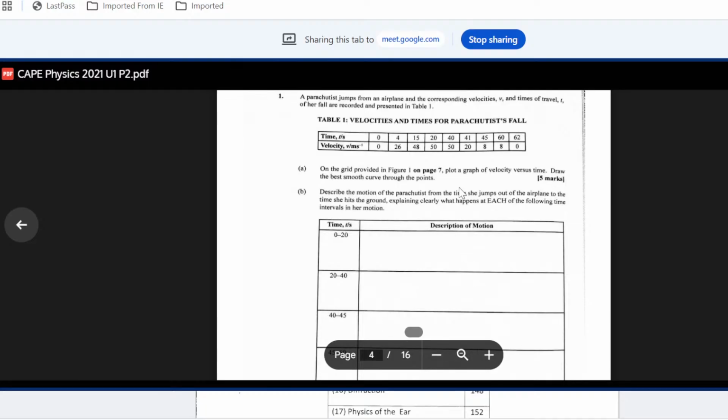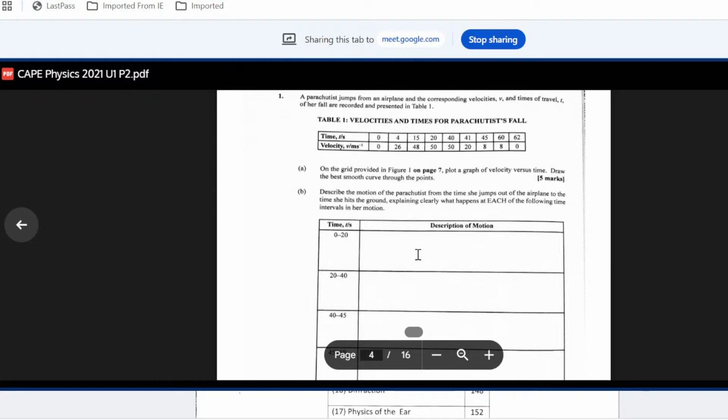Alright, so we don't necessarily need the graph to talk about what's happening at the different phases. Just look at the table and then we can describe. Describe the motion of the parachutist from the time she jumps out of the airplane to the time she hits the ground, clearly explaining what's happening at each stage. Looking at the time and the velocity from 0 to 20, what's happening between 0 and 20?